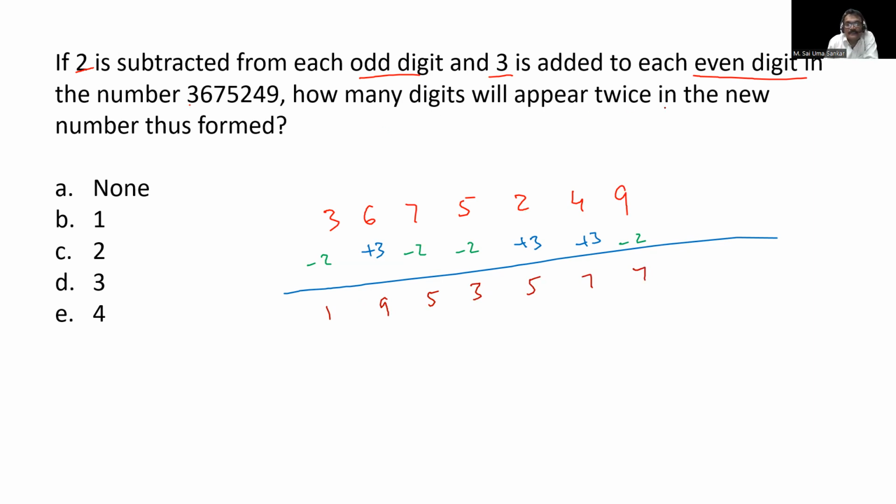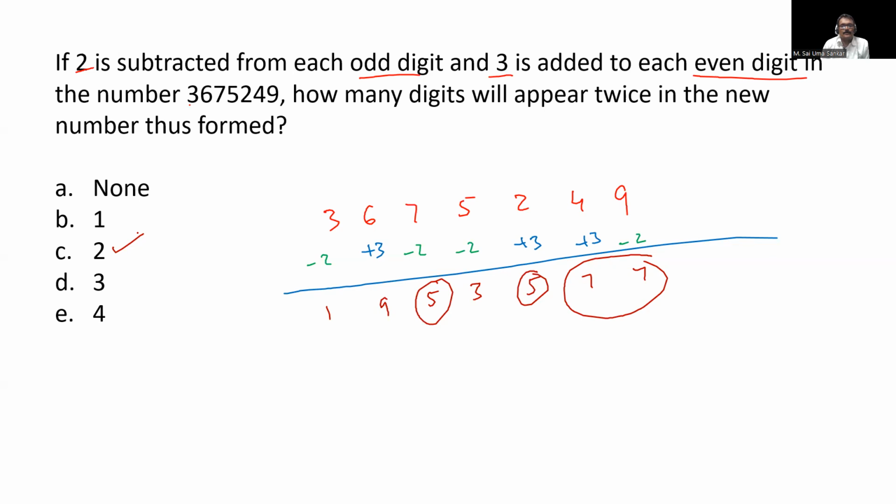Now, what is the question? How many digits will appear twice in the new number form? In the new number form, we have 1, 9, 5, 3, 5, 7, 7. What we require? How many digits will appear twice in the new number form? So what happened? 5 and 5, 2 times, 7 and 7, 2 times. So total how many digits? That is equal to 2. So what is the answer? Answer is equal to 2. That's it. It's very simple.